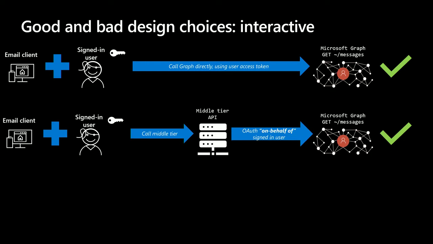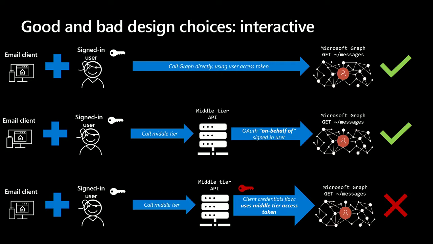Essentially, your email client gets a token for the middle tier, but when the middle tier wants to call Graph, it exchanges that token for another one. That new token, however, still contains the user context. So the same thing I showed you before, Exchange still knows it's that specific person calling. It's just going through the middle tier, so you're benefiting from proper authorization.